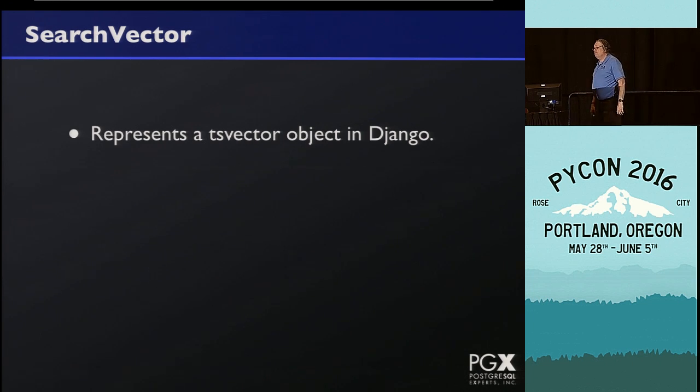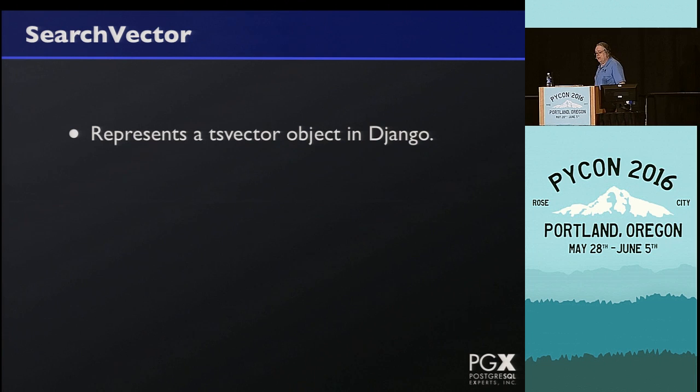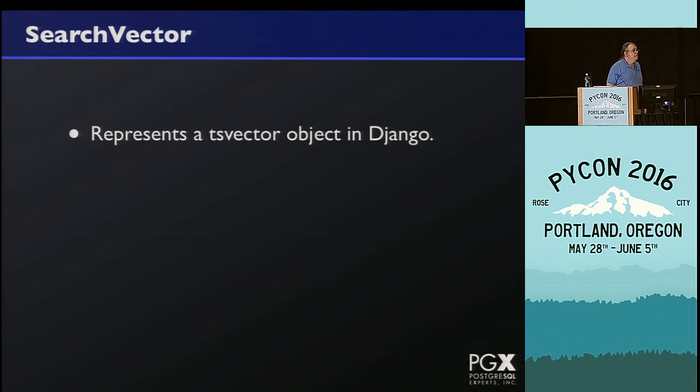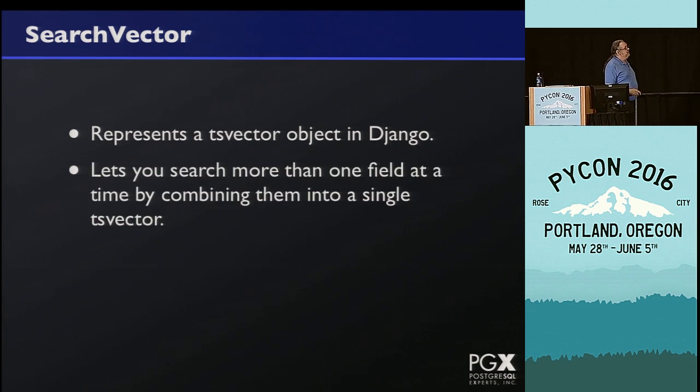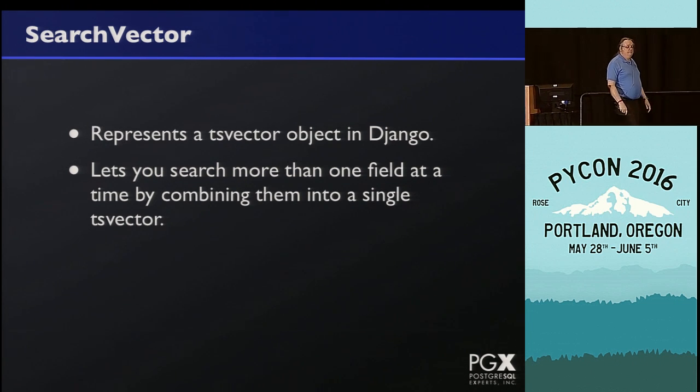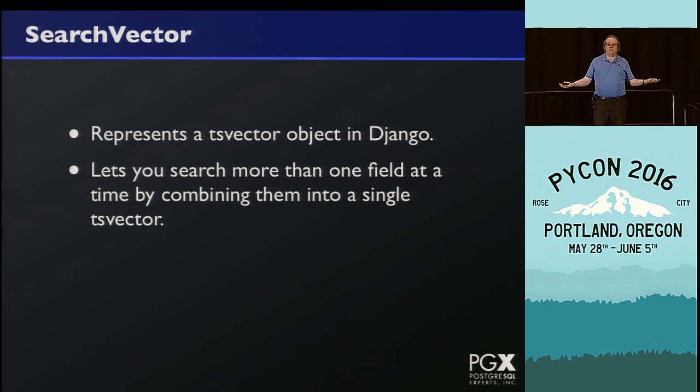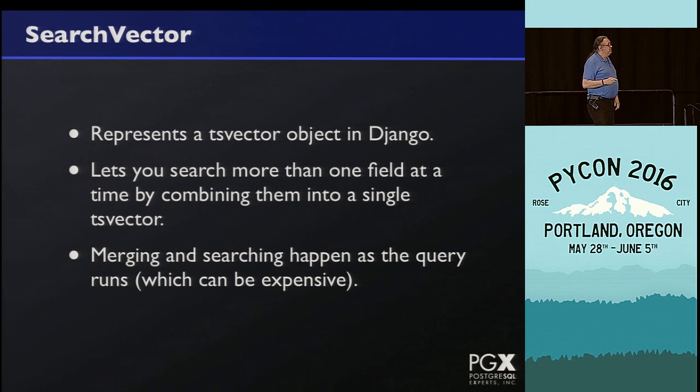We can, however, manipulate these directly in Django now. There's a type called SearchVector, which is a Python version of a TS vector. What's nice about these is it lets you search more than one field at a time because you can take two TS vectors and slam them together. So if you're searching the article title and its body, for example, you can combine those into one. All of that stuff, though, happens while the query runs, which can be pretty expensive.